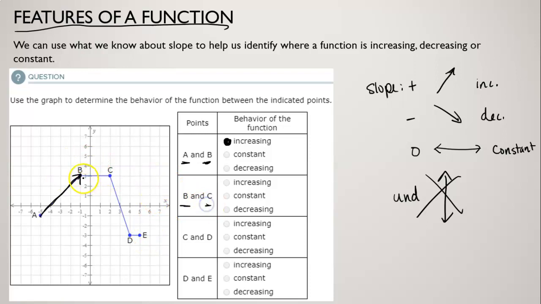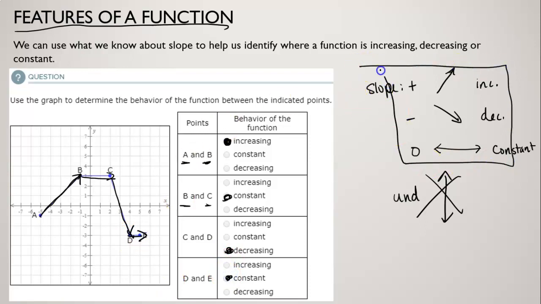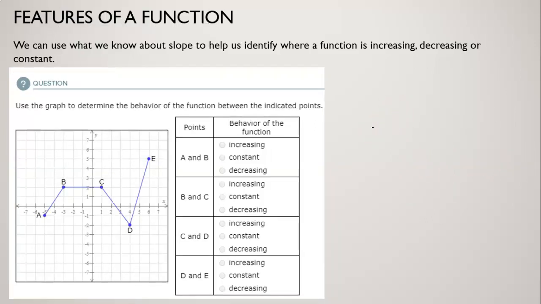From B to C, that's horizontal, so that's constant. From C to D, that's going down, so that's decreasing. And from D to E is constant. I would make sure that you have written down at least this stuff in your notes before we move on. You pause the video and try this one on your own.